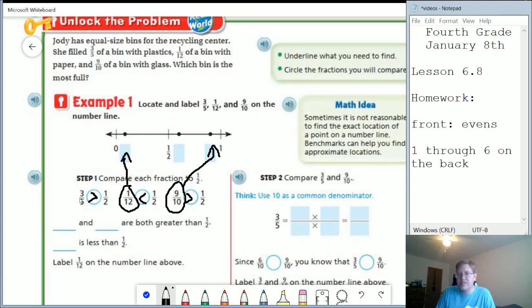This one is just barely bigger than 1/2. And so this one would go up here. So 3/5 will go right here. So there will be quite a few times that we can use just this strategy to find out what the answer should be if we're putting them from least to greatest or greatest to least.